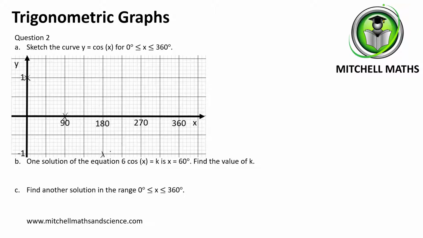Then we'll go to 270. It's starting to go back up now, because once it hits -1, it needs to go back up. So at 270, it's going to go up to 0. And then at 360, it's going to go back up to 1. So if I draw this graph, it's going to curve down to 90, then curve to -1, then start curving back up to 270 and curve to 360. So that's our curve for y equals cos x.